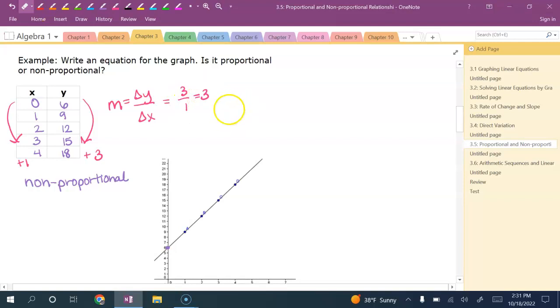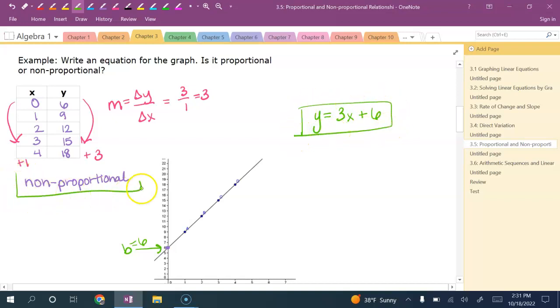So my equation here is going to be y equals 3x, but remember I said that this point here is your b, which is 6. So it'd be 3x plus 6. And again, like I said earlier, it doesn't go through the origin, so it would be considered non-proportional. So they wanted us to do two things there: write the equation and decide if it's proportional or non-proportional.